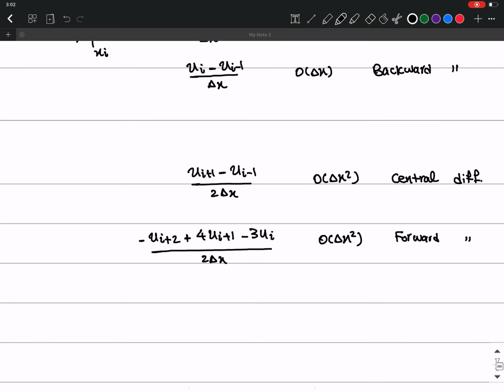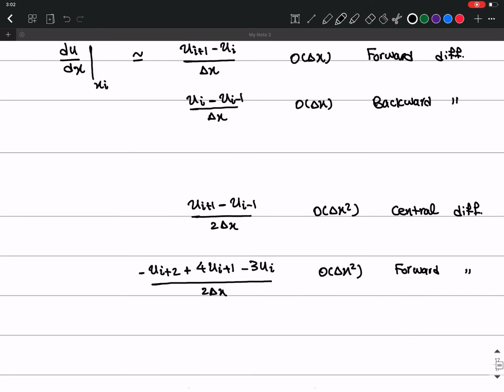Okay, we can even make it more complicated by using 4 points to get higher accuracy. Then we are going to have minus ui plus 2 plus 8 ui plus 1 minus 8 ui minus 1 plus ui minus 2 over 12 delta x, and this is going to be order delta x to the 4.